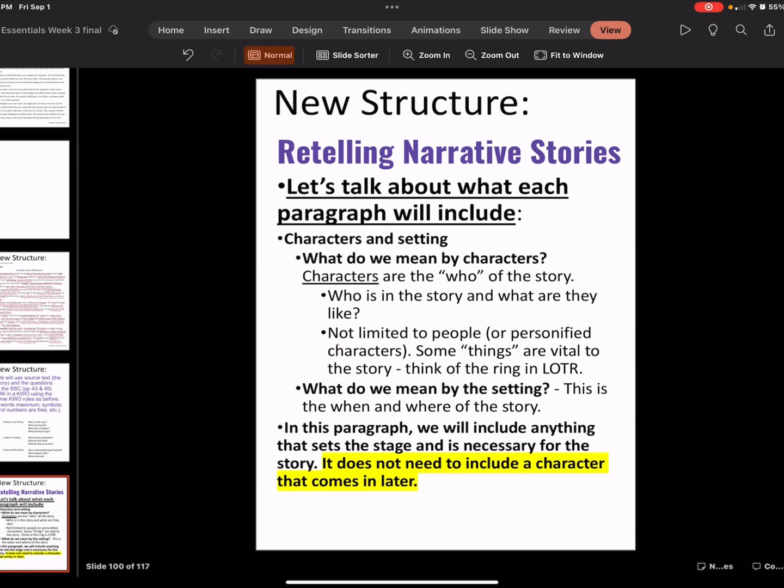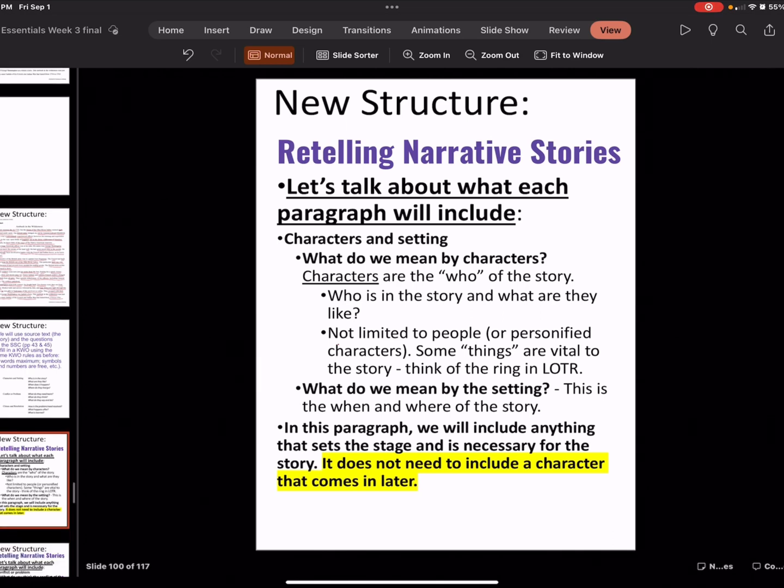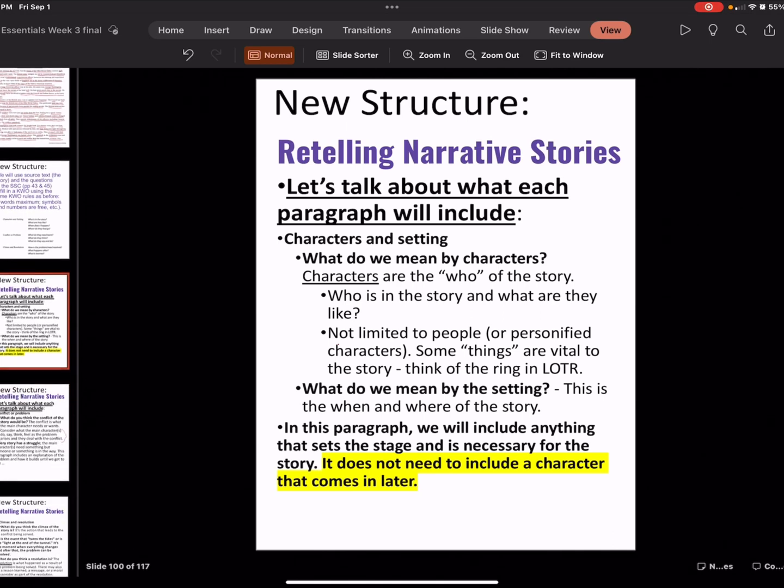Specifically, our source text, our story, has 5 paragraphs. If by chance a new character was mentioned for the first time in paragraph 5, we would not include that character in our paragraph 1 characters and setting keyword outline. And we would also not mention them in our characters and setting paragraph.